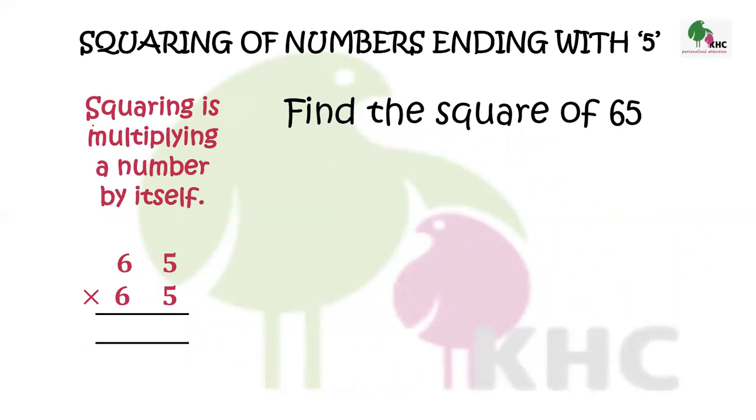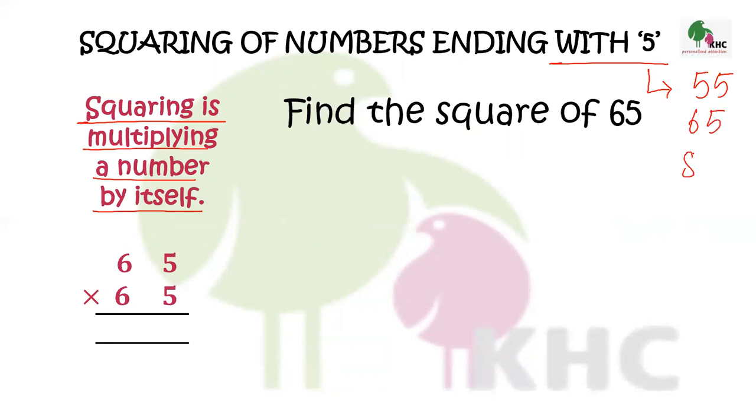So the first one is squaring of numbers ending with 5. What is squaring, first of all? Squaring is multiplying a number by itself. So whenever you multiply a number with itself, we call it squaring. So the first technique is to square numbers ending with 5. So numbers ending with 5 are 55, 65, 85, 35, 105, and so on. Okay. So let's start the technique.